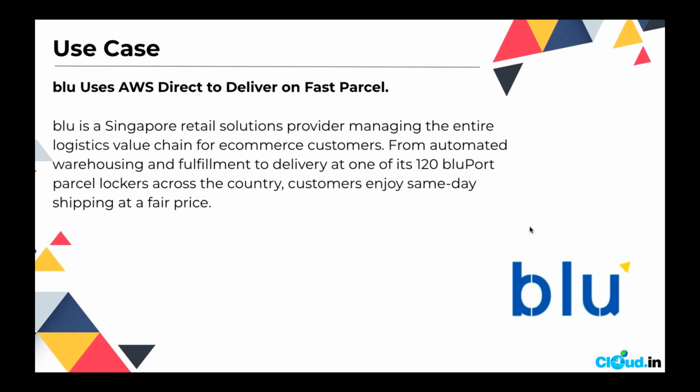So they have been automating their warehouses and the fulfillment of delivery. Currently they have 120 Blue parcel lockers across the countries, to have parcel delivery end to end, country to country, state to state, and all that stuff. And they are also managing same-day delivery, whatever Amazon offers. So they are the same kind of thing.